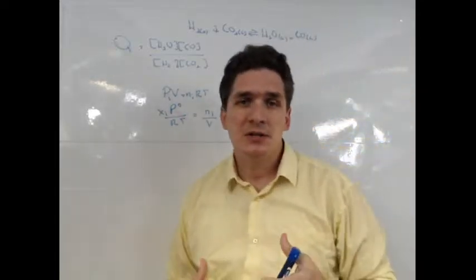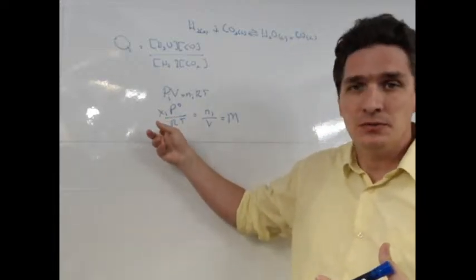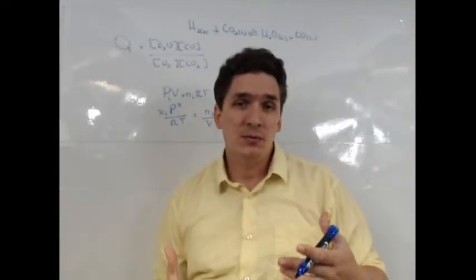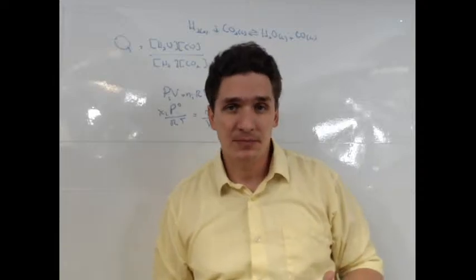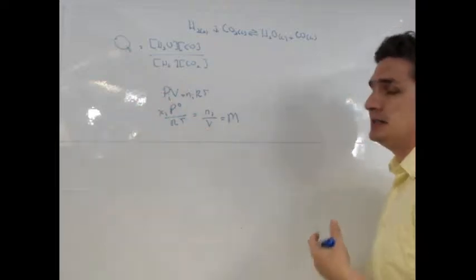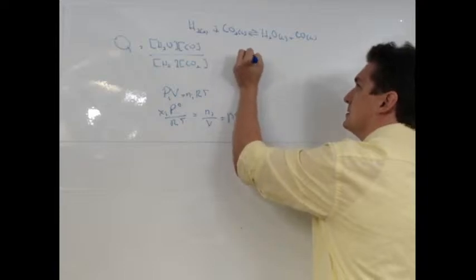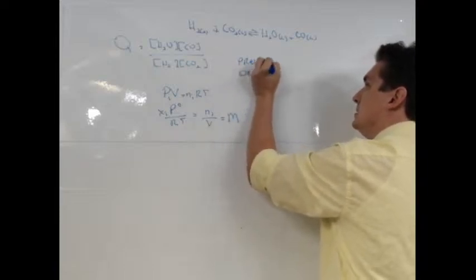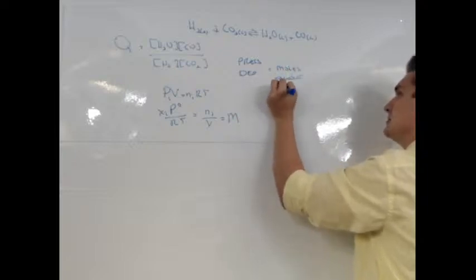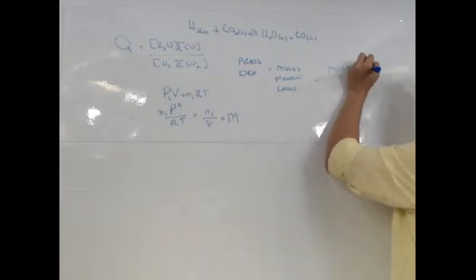What it's asking for is, if you were to make this substitution for H2O, CO2, H2, and CO, what value do you get for P0? What's it raised to? What's the order of pressure? So one option is to make this substitution every time. The other option is that there's a shortcut. And the shortcut says that the pressure dependence equals the moles of product gases minus the moles of reactant gases.